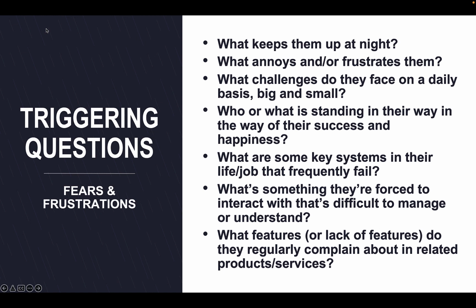Next question, who or what is standing in their way? What are some key systems in their job or life that frequently fail? Is it they don't have a reliable car to get to work and to pick up their child? Or they're on call, maybe they work in a hospital or public service, and they don't have consistency with their hours. What's something they're forced to interact with that's difficult to manage or understand?